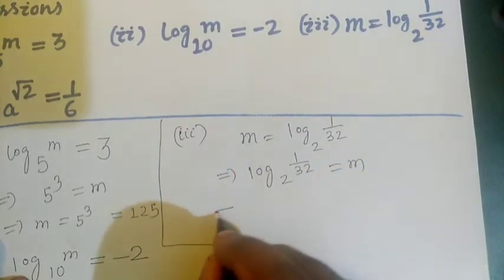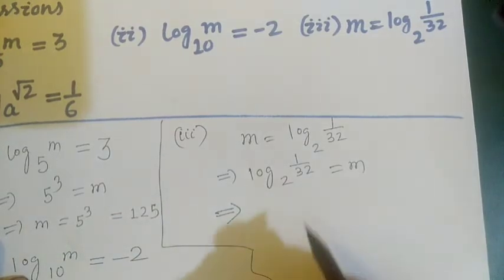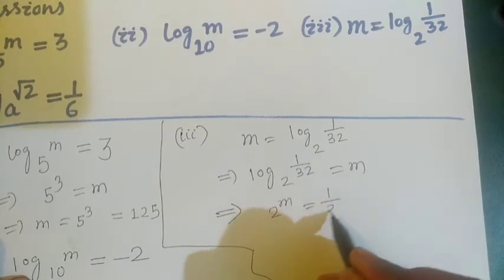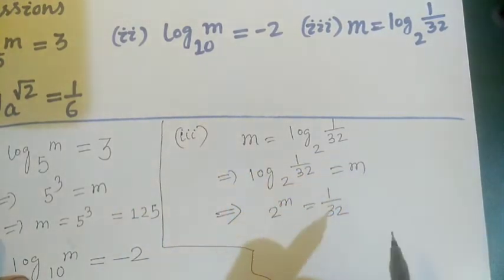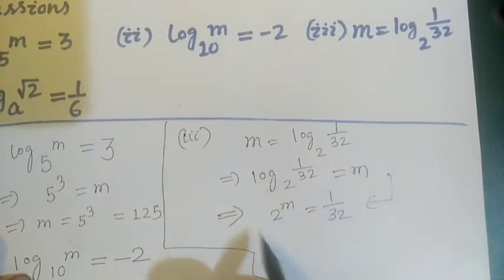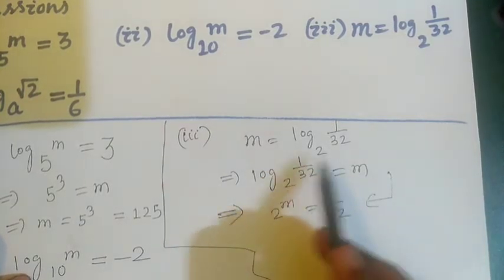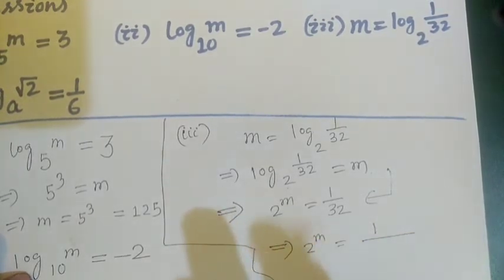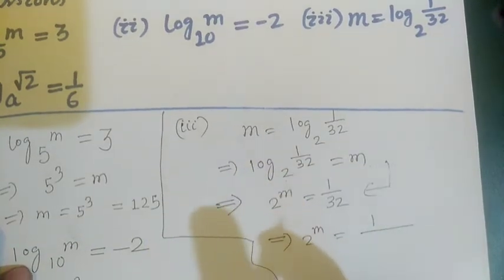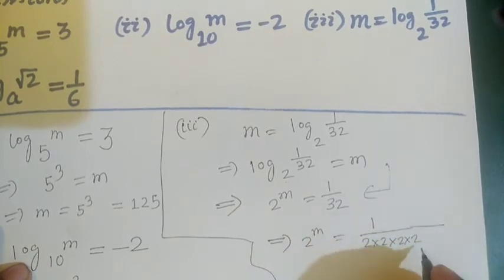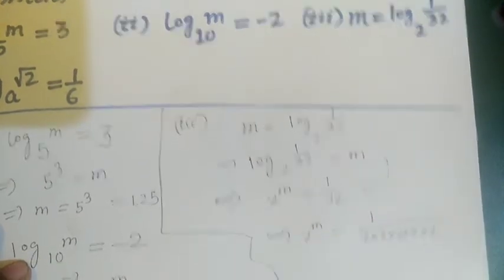Logarithm of 1 upon 32 with base 2 is equal to m. So this implies 2 to the power m is equal to 1 by 32. This is the logarithmic form. You have to convert it into the power form. This is the power form: 2 raised to m is equal to 1 by 32. If you multiply 2 five times, then it will become 32. So 2 into 2 into 2 into 2, this is 4 times multiplication, then into 2, 5 times.